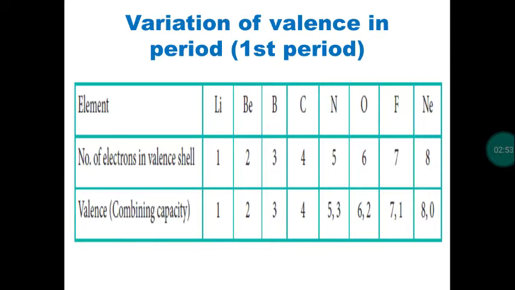Then for each atom or element, we know the electronic configuration, the arrangement of electrons in the orbitals. For lithium, what is the electronic configuration? 1s2, 2s1. Out of 3 electrons, 2 electrons are occupying the first shell, that means the 1s orbital. The third electron is occupying the second shell, that means the 2s orbital. Like this, for each element in the second period, we know the electronic configuration.